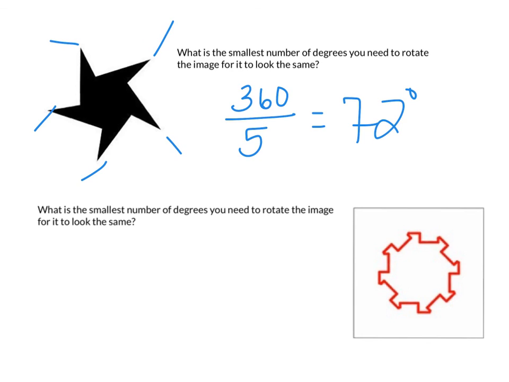And then finally, the bottom one: what is the smallest number of degrees you need to rotate it? 1, 2, 3, 4, 5, 6, 7, 8. 360 degrees in one circle. We split that up into 8 equal sections, and that will turn out to be 45.